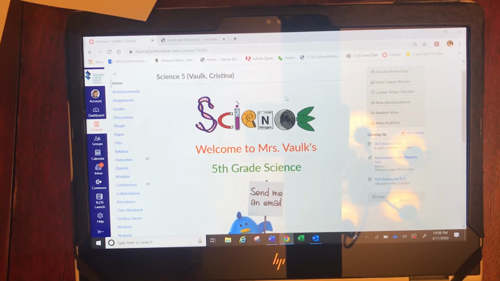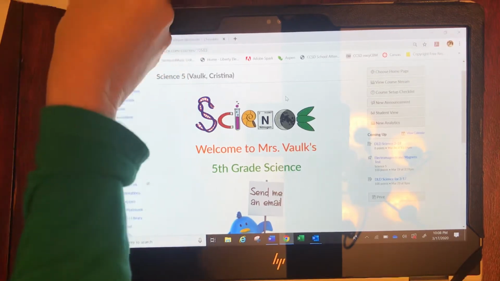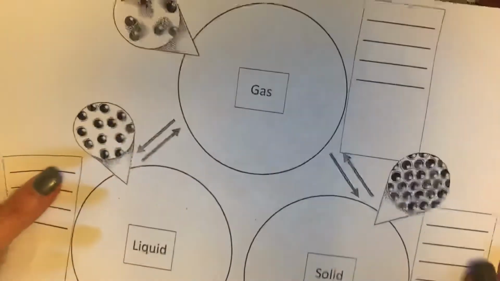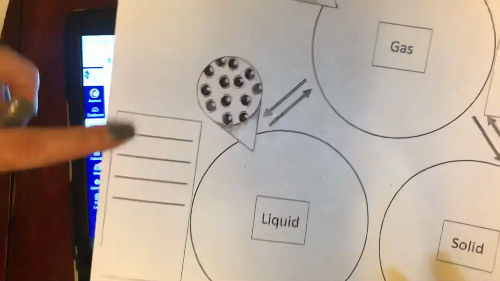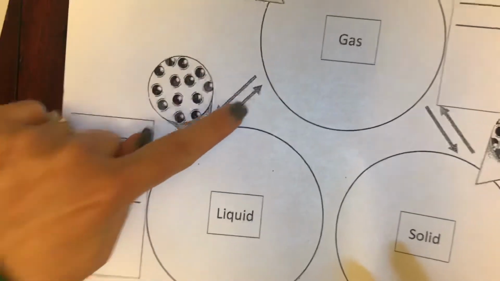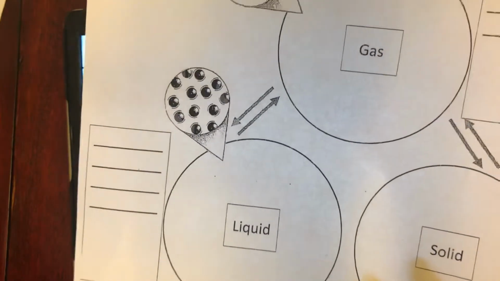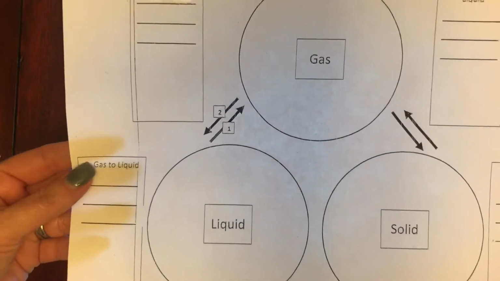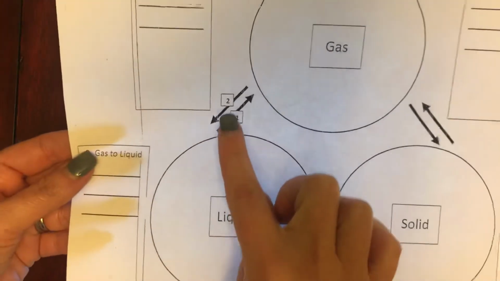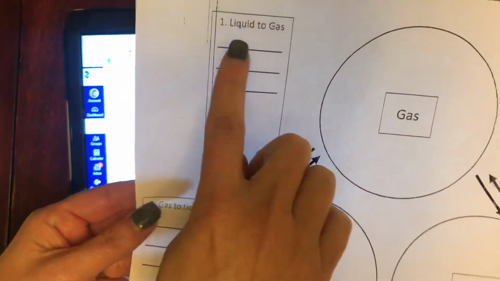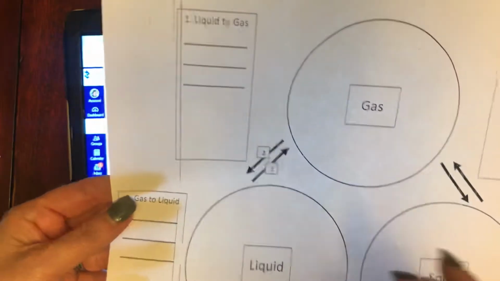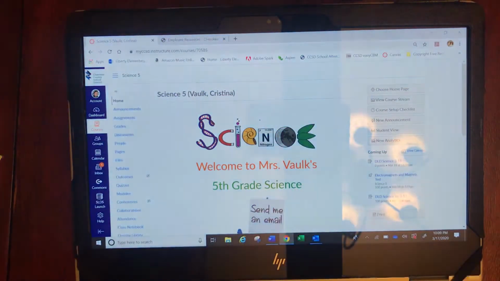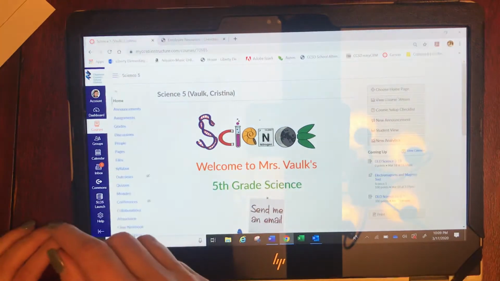I wanted to show you a couple things about Mrs. Vaulk's assignments. I see here we have a solid, liquid, and gas paper with some empty lines and some arrows. And then over here I have something that looks similar but has numbers and a little bit more information, titles in these boxes. So you may be wondering where to get that information.